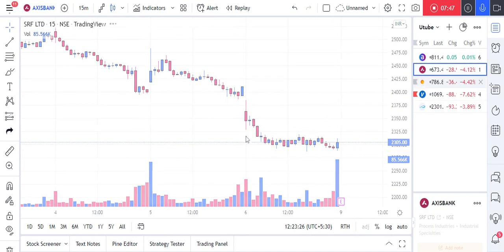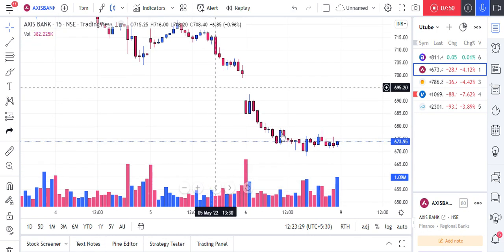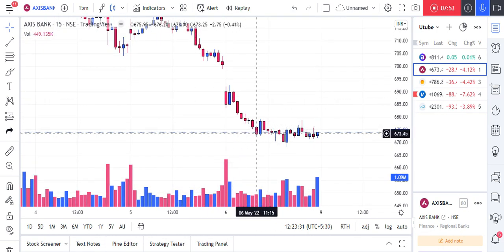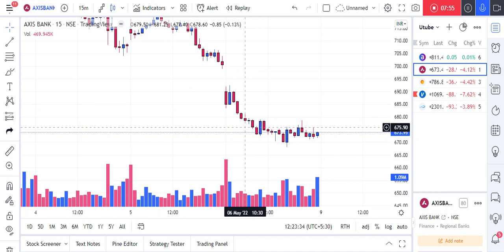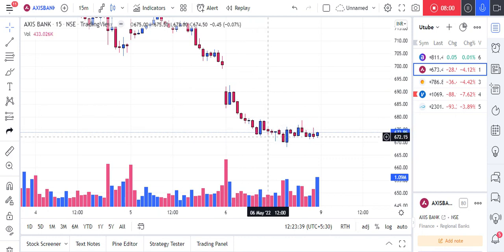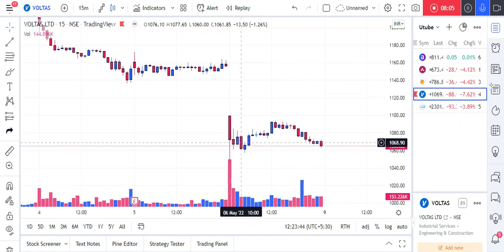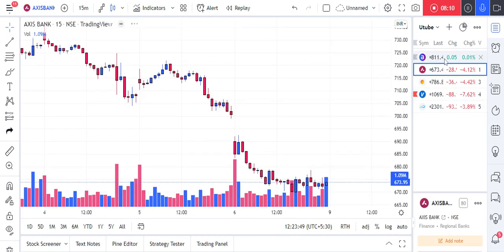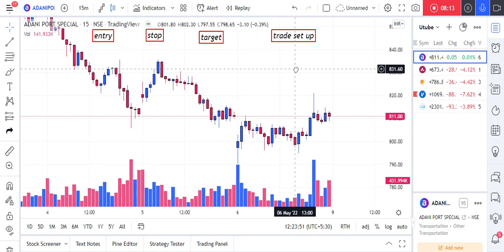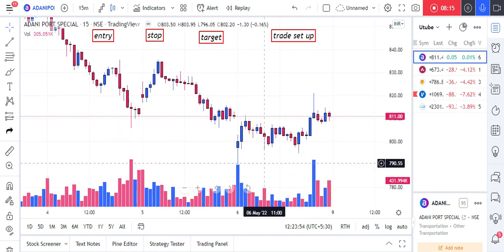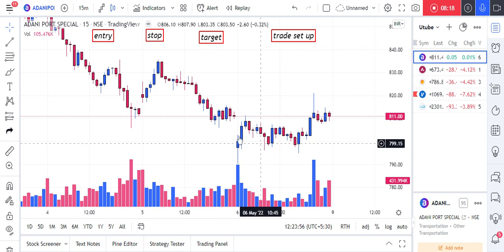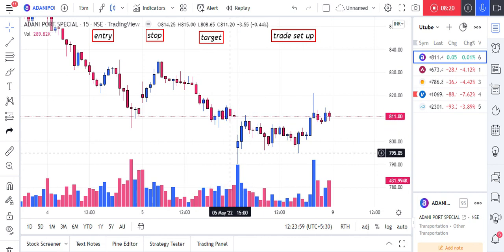Or here, in Axis, the price was falling after a few minutes itself. So once it reached 1 is to 2, you can book profit, or after that you can trail it. This is a no-trade setup. And Adani Ports, even though the price has opened below the previous day's low, since it has formed a bull candle, we are not shorting this stock, as it is giving some bullish strength.